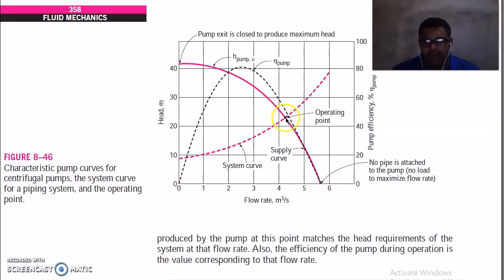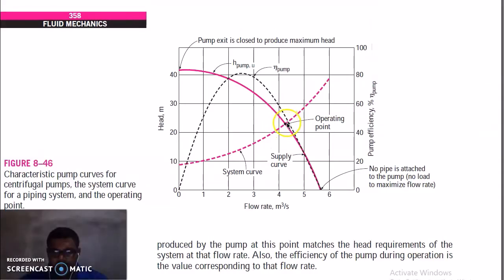This means the pump should operate in this range, and the useful head produced by the pump at this point matches the head requirement of the system curve. So for the system at this point, you need this much head, and at this flow rate, you need this much head. So the pump will fulfill this requirement. So this is your operating point.